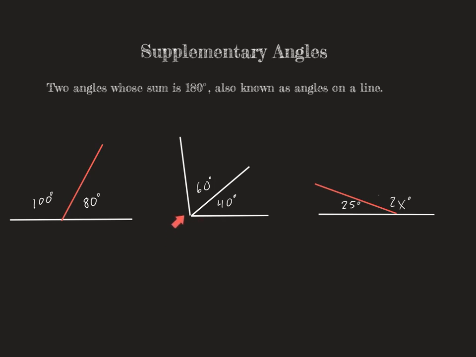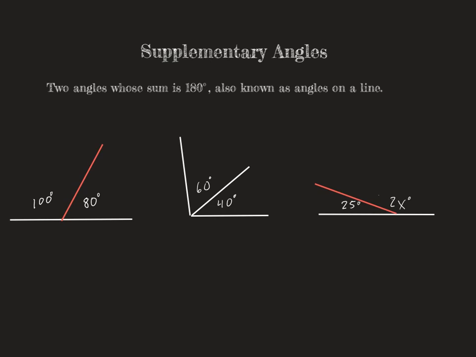Just by looking at the next one, you can clearly see that this is not going to be 180. Again, this is not even in the same line. And the last one, they're in the same line. You know that they're going to be supplementary, but we're going to have to solve for x. So let's go one at a time.